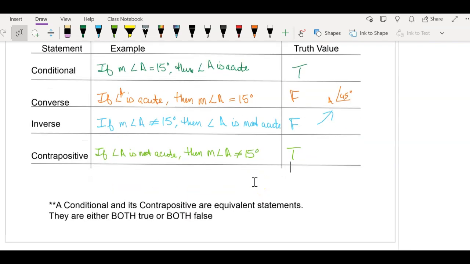So equivalent statements will always have the same truth value. A conditional and its contrapositive are equivalent statements. They are either both true or both false.